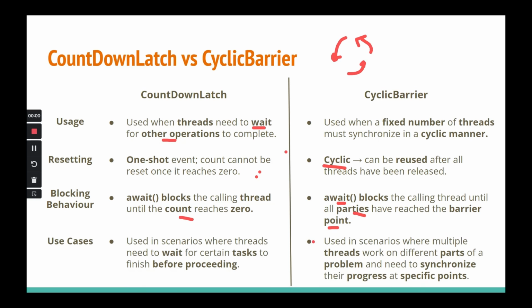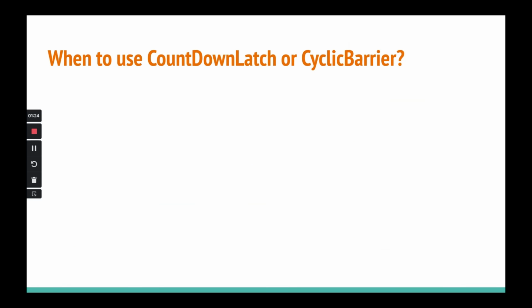Use cases like we have discussed: in countdown latch, threads need to wait for certain tasks to finish before proceeding, and here multiple threads work on different parts and they come together, reach the checkpoint and try to synchronize the progress at particular points. The point is at specific points because it is a cyclic barrier. You can think of it like you have climbed checkpoint 1, again you have climbed checkpoint 2, again checkpoint 3. So there are multiple points. In case of complex distributed problems, you might have different checkpoints and you may want to repeat this process again and again. So when to use either of them?